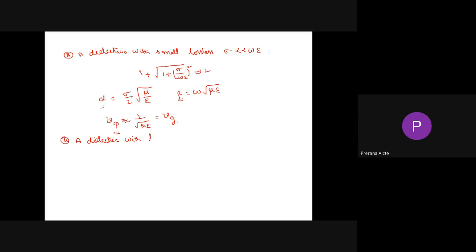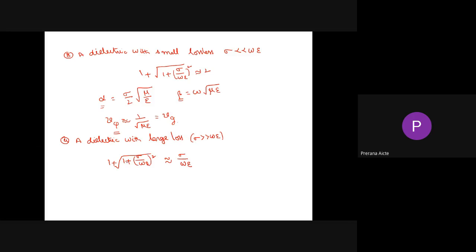with large loss, sigma is very much greater than omega epsilon, with the low frequency approximation. Then in this case, this equation, square root of 1 plus (sigma divided by omega epsilon) whole squared, is approximately equal to sigma by omega epsilon, because sigma is very much greater than omega epsilon.